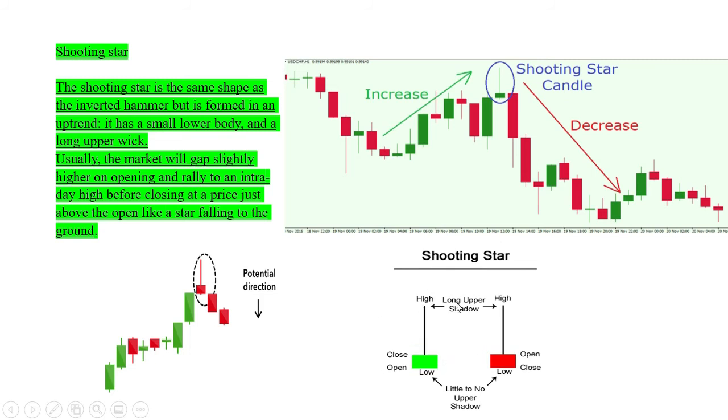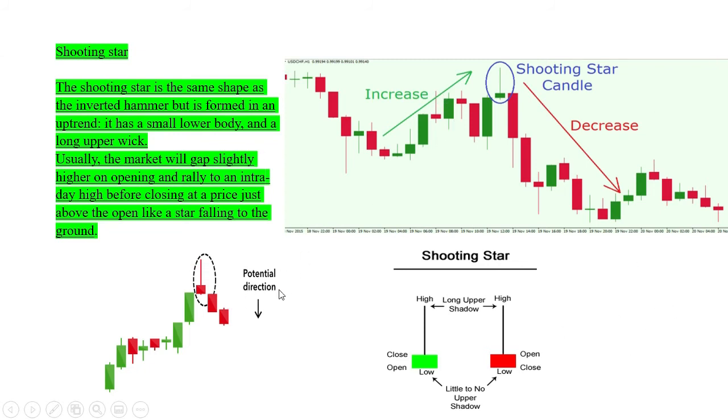So these are the components that make up the shooting star. We have the high, the long upper shadow, the close, the open, the close. There's little to no shadow at the bottom, right? If there's a longer shadow, then that would be like a spinning top, which we're going to get into in the next couple slides.